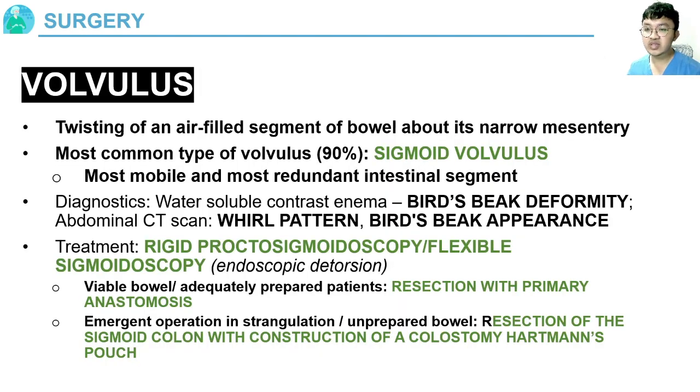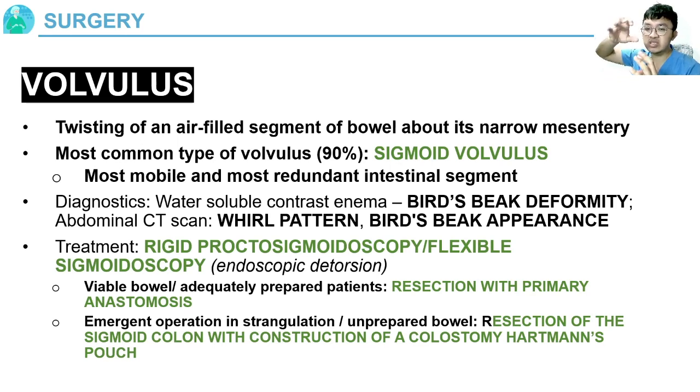So the volvulus is the twisting of an air-filled segment of bowel about its narrow mesentery. Remember, the blood supply of a certain segment of the bowel comes from its mesentery. So imagine this, the mesentery, you have the colon here. If the colon twists, what happens is the mesentery also twists. If it twists, it will impinge upon its blood supply, causing possible ischemia. So that's a problem with your volvulus.